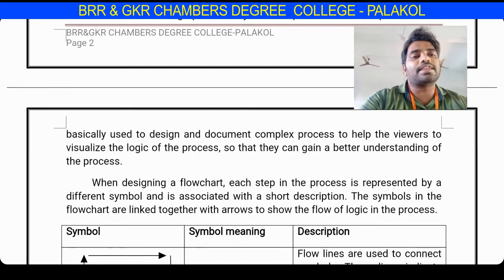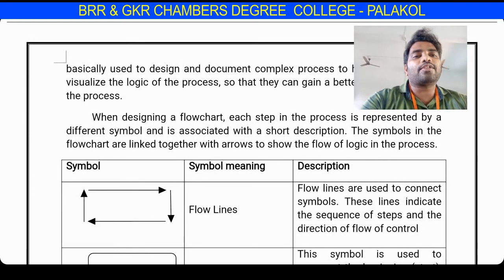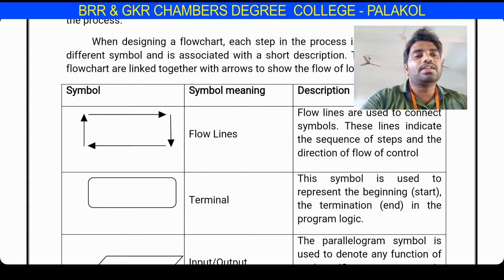A number of symbols are there. The first one, the arrows, the flow lines. The flow lines are used to connect the symbols. The lines indicate the sequence of the steps and the description. Next symbol, the terminal. The terminal symbol is used to represent the beginning and ending of the process. You use the terminal symbol for beginning and the terminal symbol for ending.